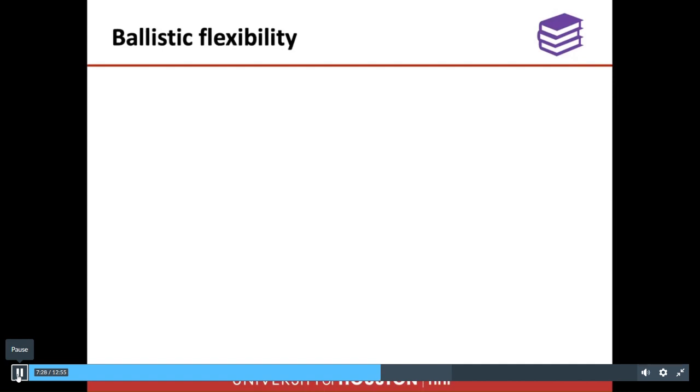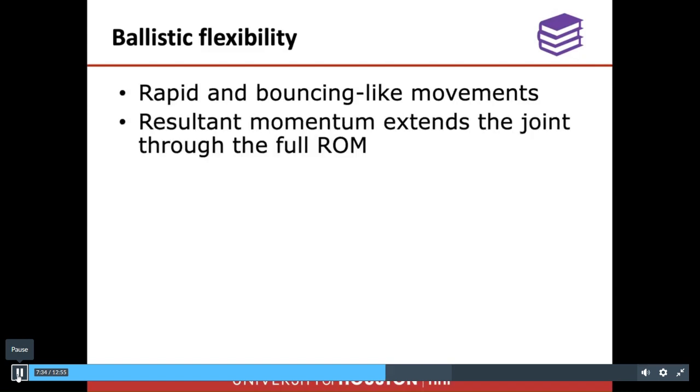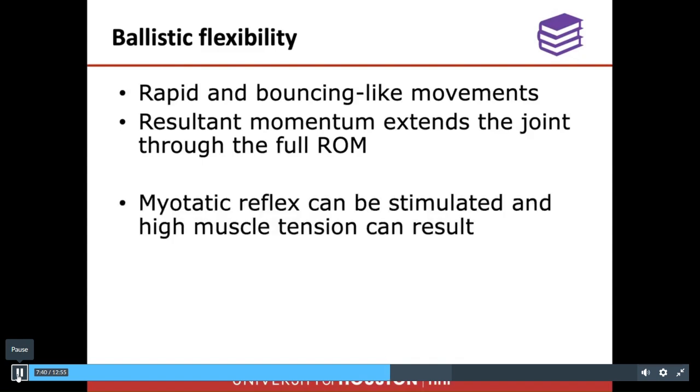Next one is ballistic flexibility. It's rapid and bouncing-like movements, and the resultant momentum extends the joint through the full range of motion. However, as we're doing this full range of motion, the myotatic reflex can be stimulated, and as a result, there's high muscle tension. Because of this, we no longer recommend ballistic flexibility.